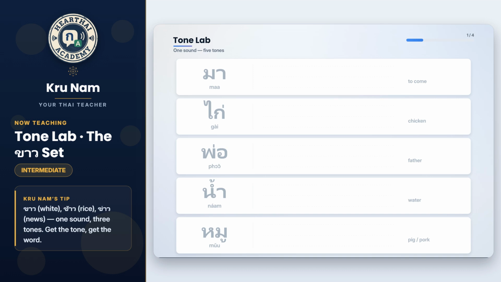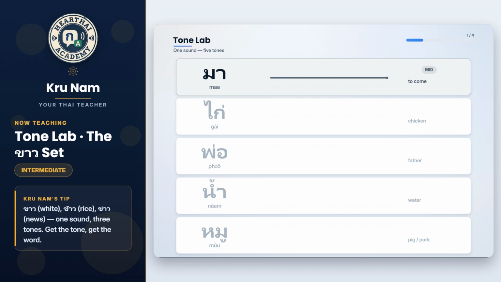Mid, flat, right in the middle. Low, down low. Falling. Your voice jumps up, then drops off a cliff. High. It climbs and stays up top. And rising. It dips, then lifts at the end, like you're asking a question. 5 shapes. Let's hang a real, everyday word on each one.